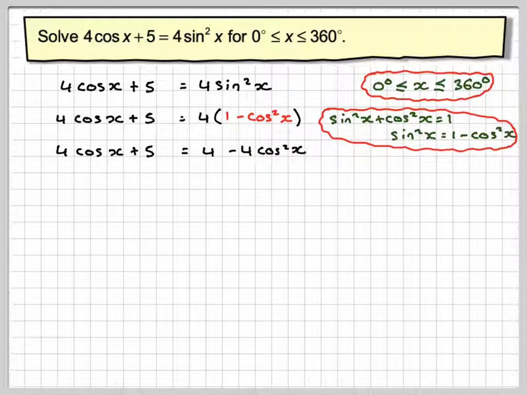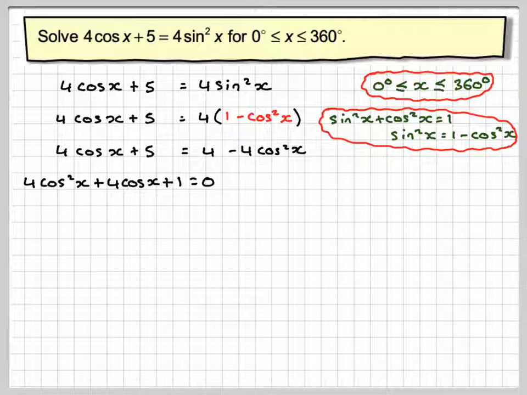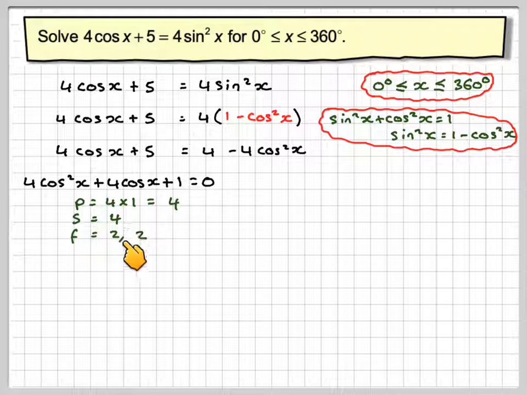We need to make this positive, so we'll write that as 4 cos squared x plus 4 cos x, and then taking the 4, that's going to give us plus 1 is equal to 0. So if we did product, we're going to get 4 times 1, which is 4, and the sum is 4. We want two numbers multiplied together that give 4, and added together give 4. That's going to leave the factors being just 2 and 2. 2 times 2 is 4. 2 plus 2 is also 4.